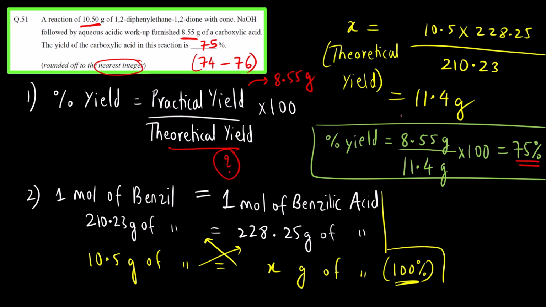So in this way you can calculate the percentage yield for any reaction. The first thing you have to calculate is the theoretical yield. For that you must know the mole ratio: how many moles of reactant are giving how many moles of product. Then you can do the stoichiometry with the molecular weight and how much mass of the reactant you are using, that should be given. Then you can calculate the theoretical yield. Practical yield is also given, so you can easily calculate the percentage yield, that is 75%.